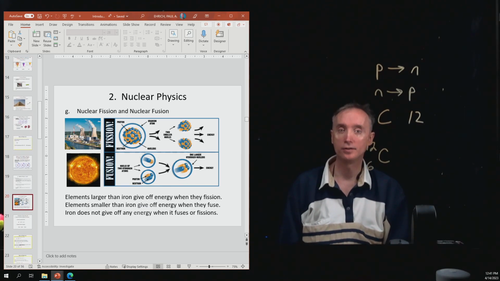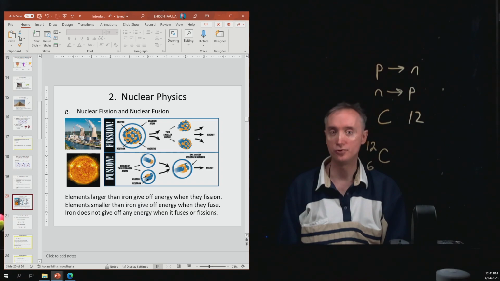Okay, let's talk about nuclear fusion and nuclear fission. So nuclear fission is when you start with a large nucleus like uranium. So uranium has an atomic number of 92. So it's a big nucleus. And so when it breaks apart into two smaller nucleuses, or nuclei, then that is going to emit energy. And so this is going to be nuclear fission.